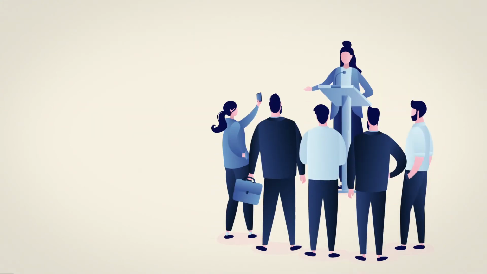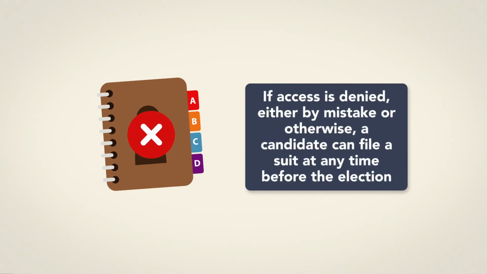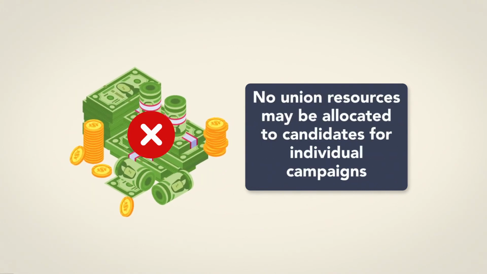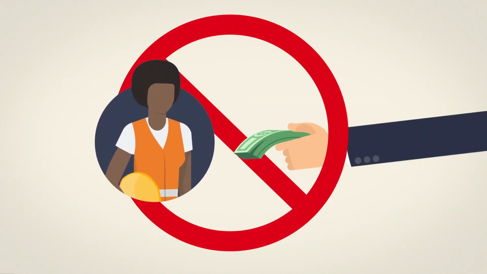While campaigning for the officer position, candidates have access to the union membership list. If access is denied, either by mistake or otherwise, a candidate can file a suit at any time before the election. However, no union resources may be allocated to candidates for individual campaigns. Likewise, employers may not contribute financially or otherwise to a union leader's candidacy.